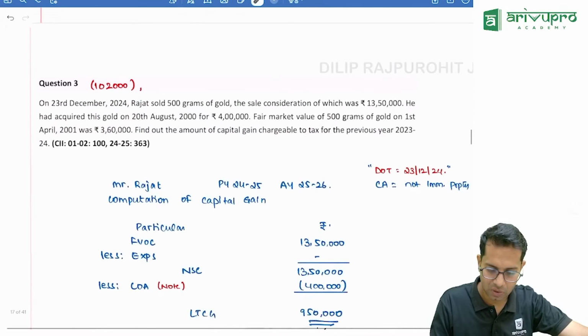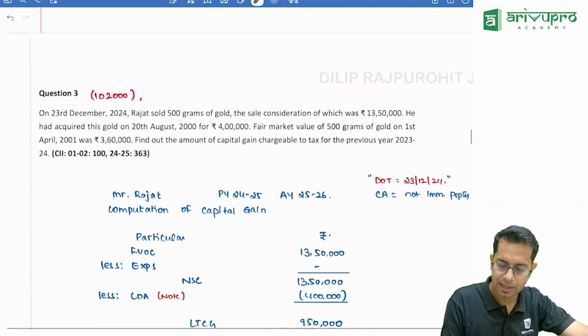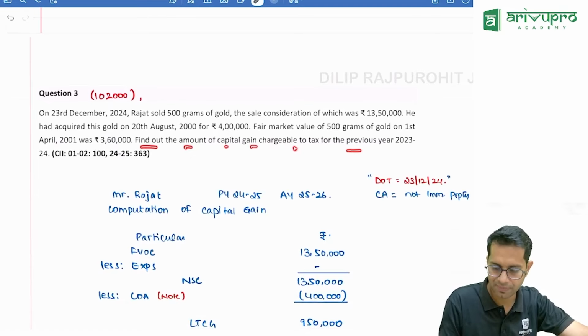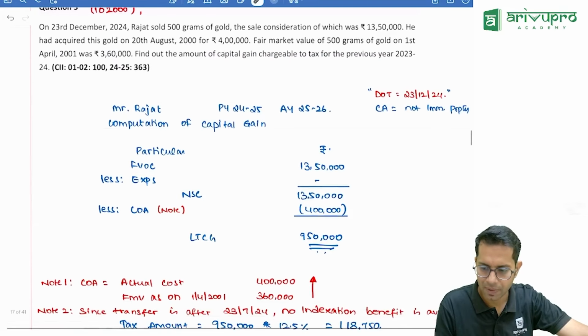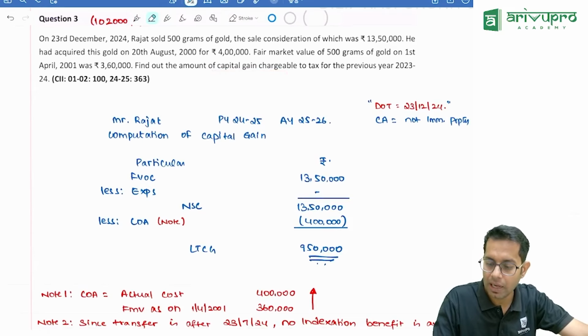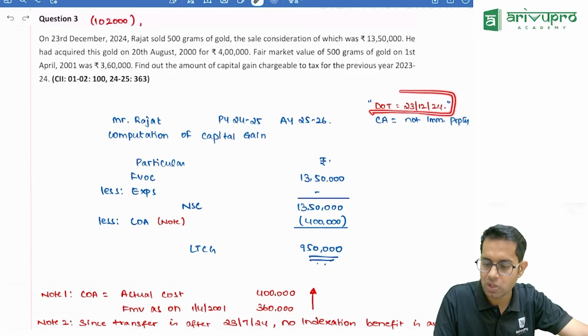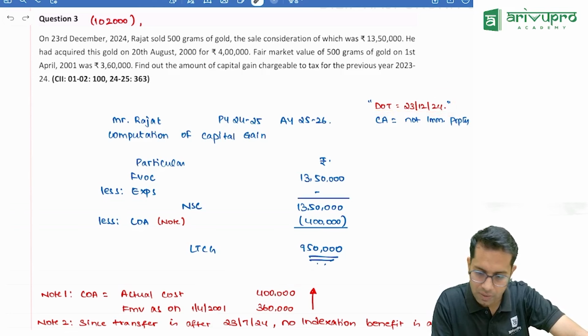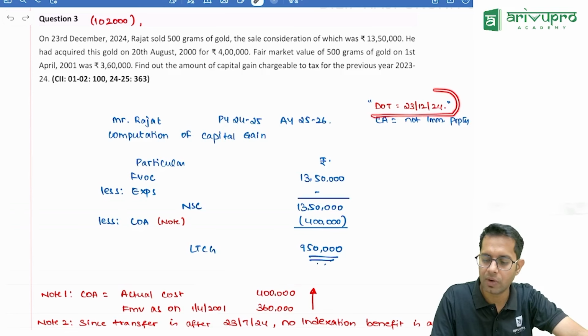And we'll just see one question. See this question. They are telling us to find the amount of capital gain chargeable to tax. Now this is a question on long-term capital gain. So they have just asked you to find the capital gain taxable. What is the date of transfer in this question? The date of transfer is 23rd December 2024.